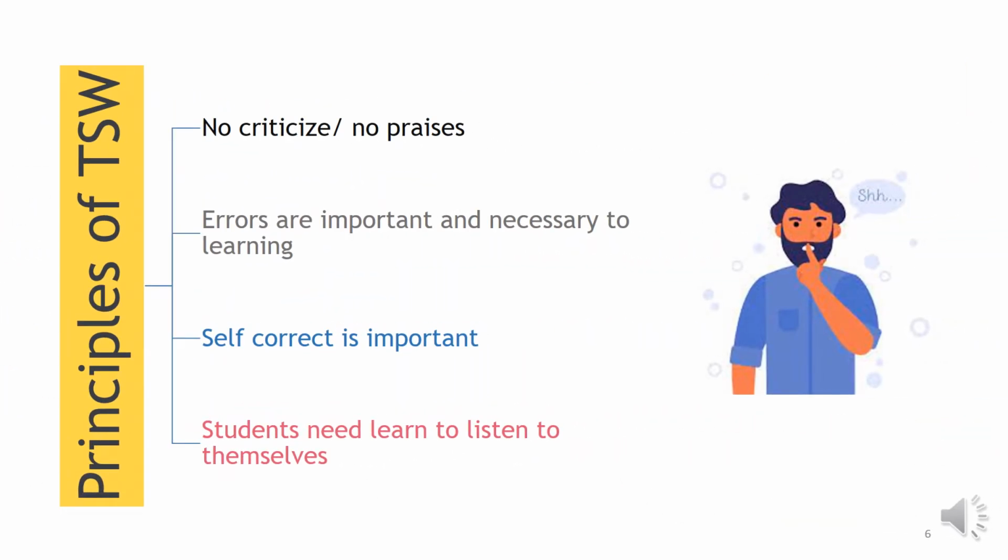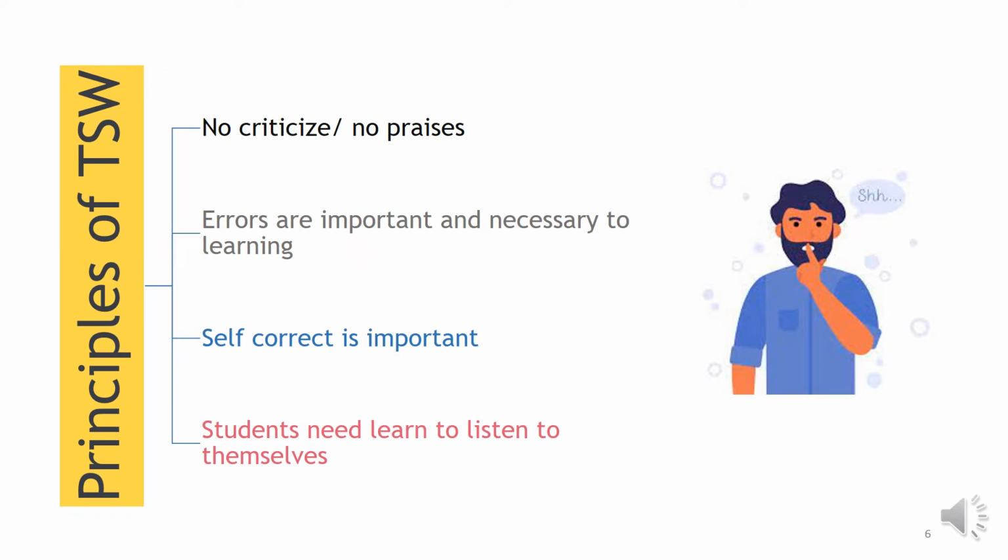Well, the third principle is about criticizing and praising. It means that if the teacher praises or criticizes students, they will be less reliant. The teacher's action can interfere with students developing their own criteria.